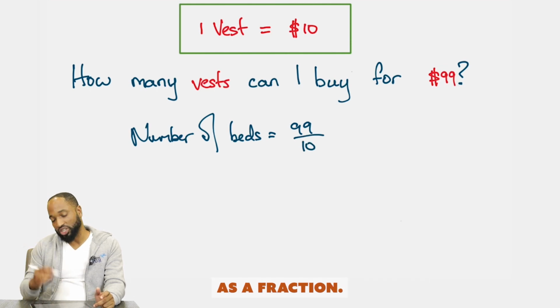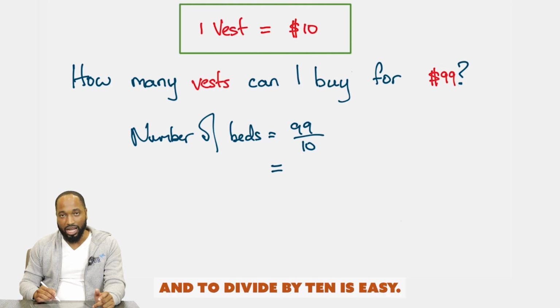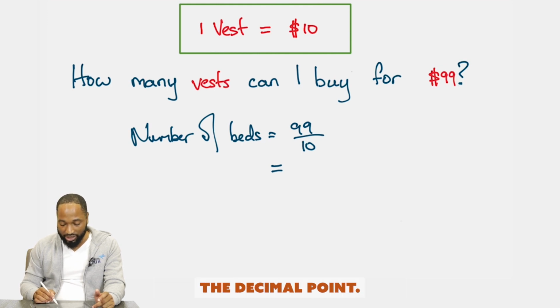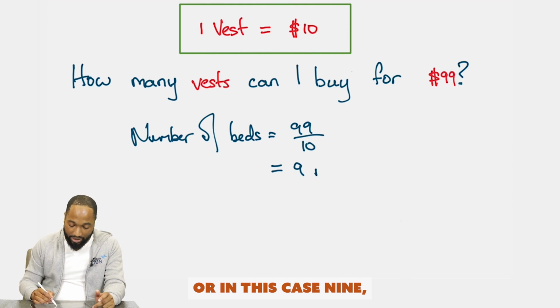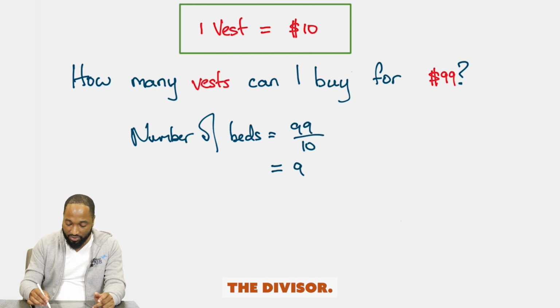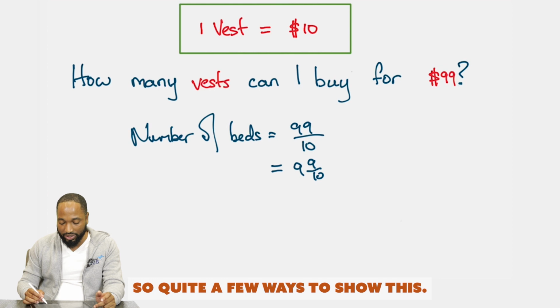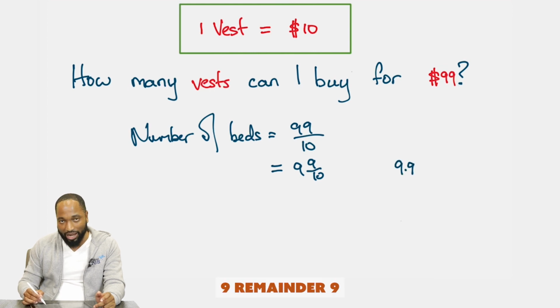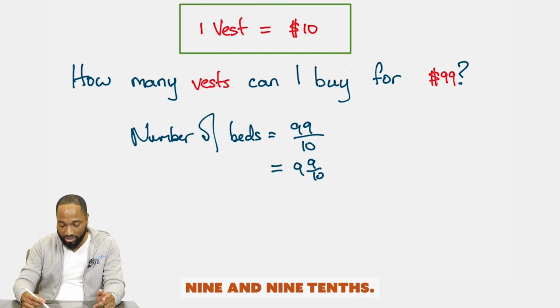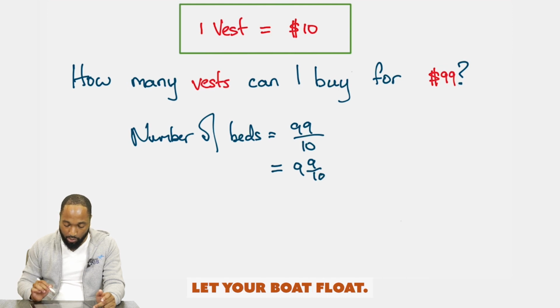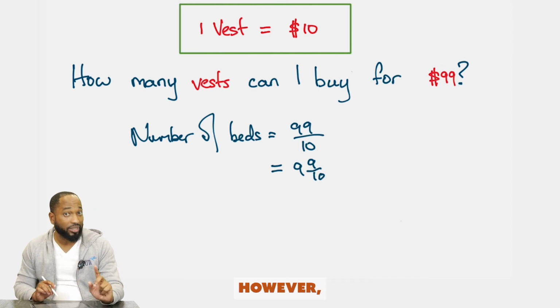Notice I could write the division as a fraction. And to divide by 10 is easy. You just move the decimal point, so I know that's 9.9. Or, in this case, 9 remainder 9. And what do we do with the remainder? We put it over the divisor. The divisor is 10, so this is 9 9/10. So quite a few ways to show this. 9.9, 9 remainder 9, 9 9/10. Whatever is floating your boat, let your boat float. However, that's not the answer.